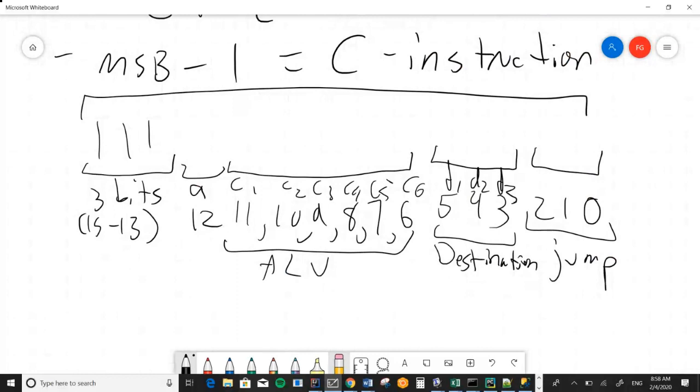Now, how often does that happen? It basically happens when you jump. So typically on a jump, you're going to want to do some kind of an ALU instruction and specify where it's coming from. And then depending on the outcome, you jump, but you don't actually want to change anything. For example.